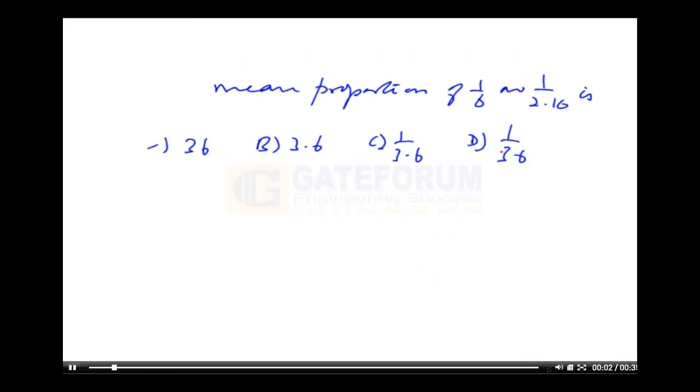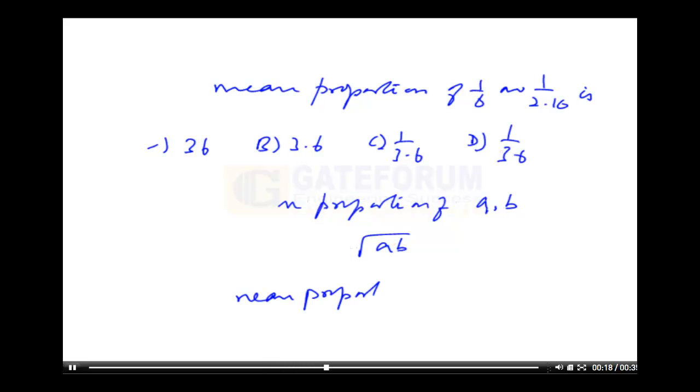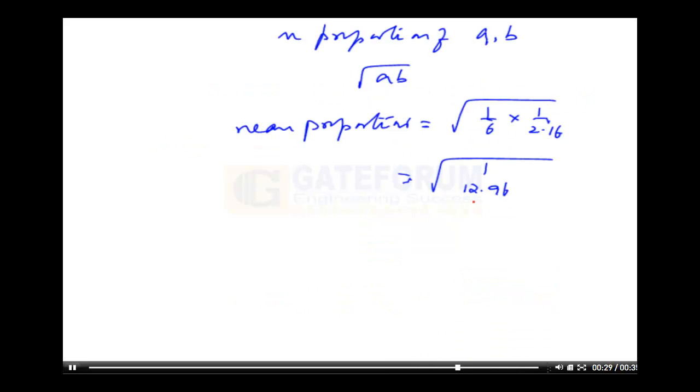It's called back solving. Mean proportion. Mean proportion of two numbers A and B is square root of AB. So here mean proportion is square root of 1 by 6 into square root of 2.16, which is root of 1 by 12.96, which will be 1 by 3.6.